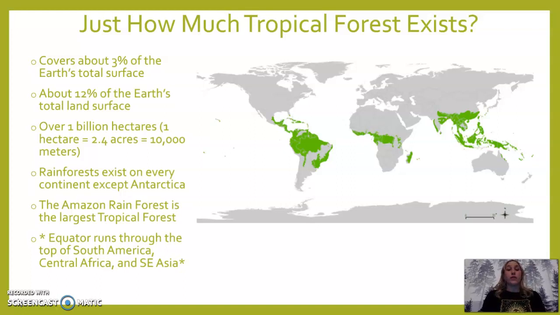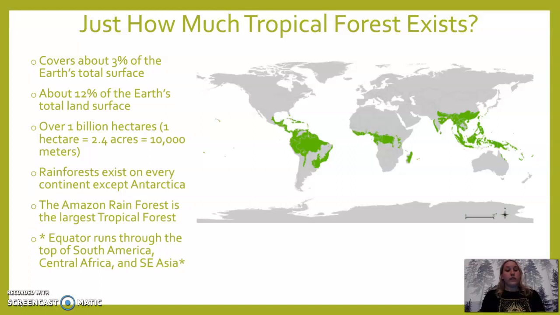So just how much tropical forest exists? Right now it covers just about 3% of the Earth's total surface. As you can see in this map here, if you were to take this map and fold it in half, that's basically that equator line. It takes up about 12% of the Earth's total land surface. Over 1 billion hectares. 1 billion hectares is equal to 2.4 acres, which is equal to 10,000 meters. I still don't know what a hectare is. It's very confusing to me.